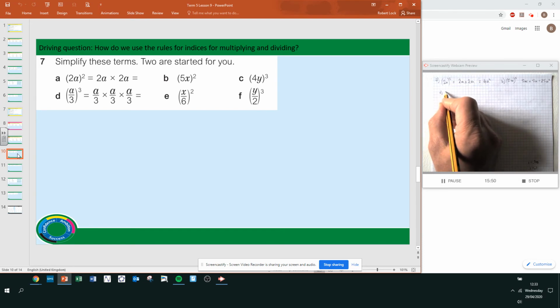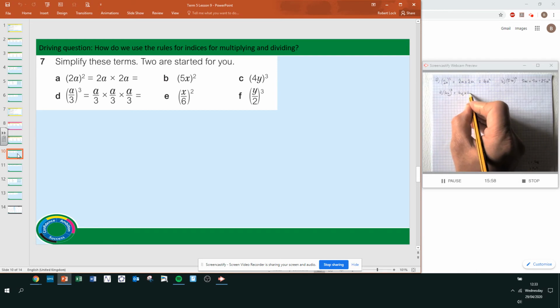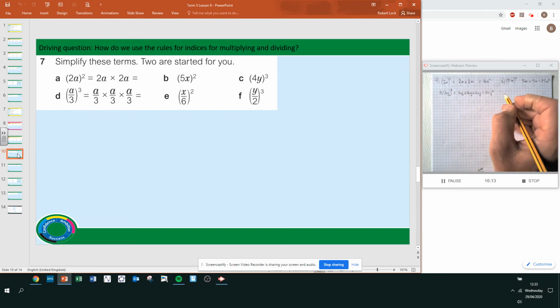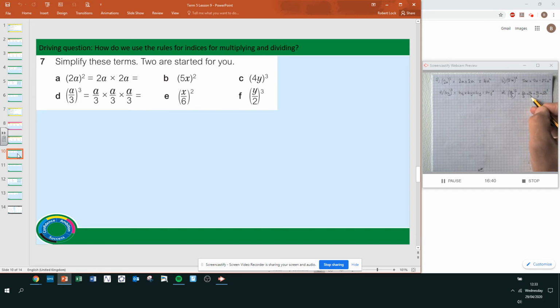C. 4y cubed. The same as 4y times 4y times 4y. What's 4 cubed? 4 times 4 is 16, 4 16s is 64. So 64y cubed. D. 8 over 3 cubed. a over 3 is the same as a cubed. a over 3 times a over 3 times a over 3. How many have you got? 3 there, so it'll be a cubed over 3 times 3 times 3. 3 times 3 is 9, 3 9s is 27.